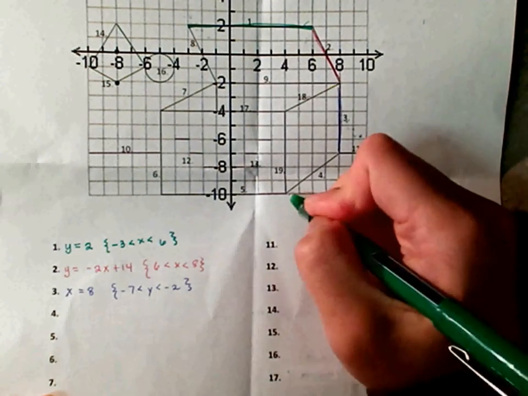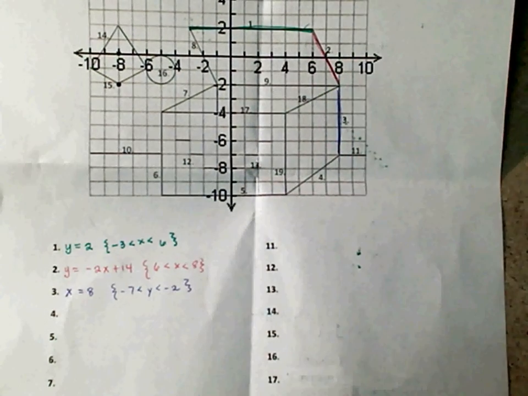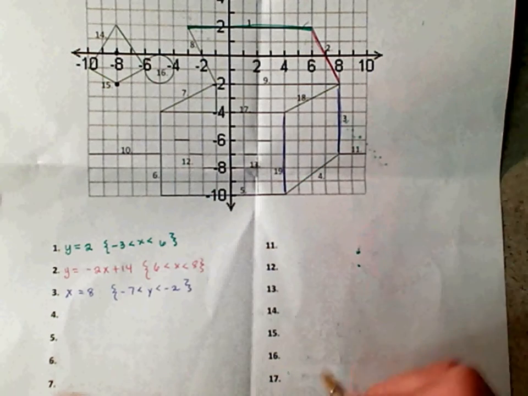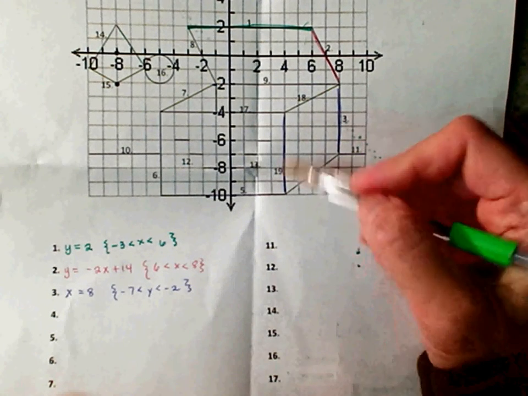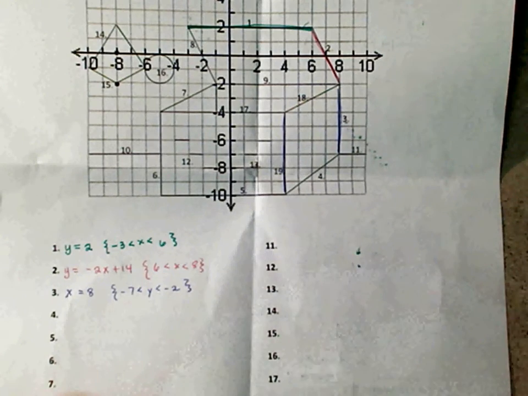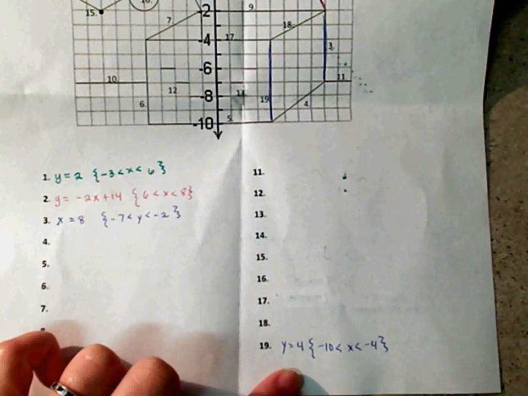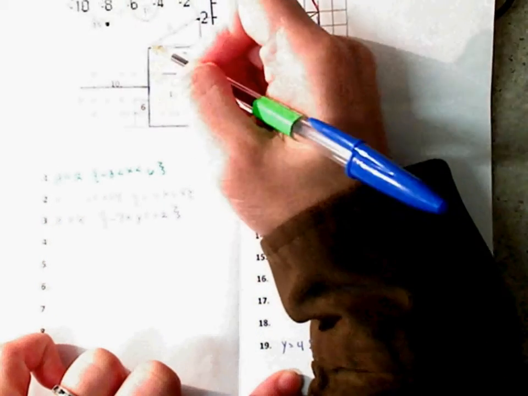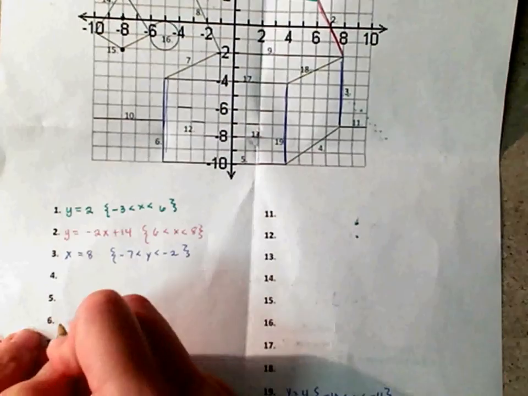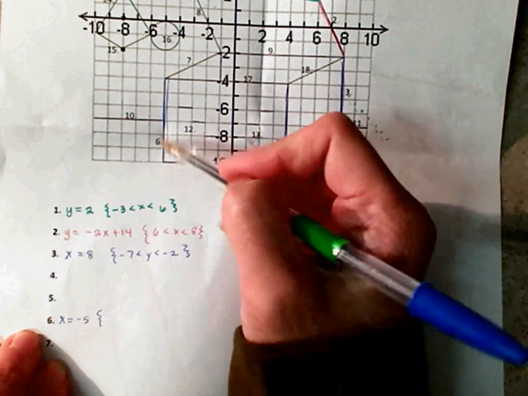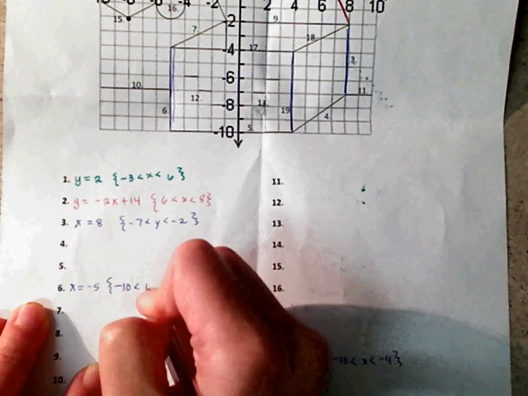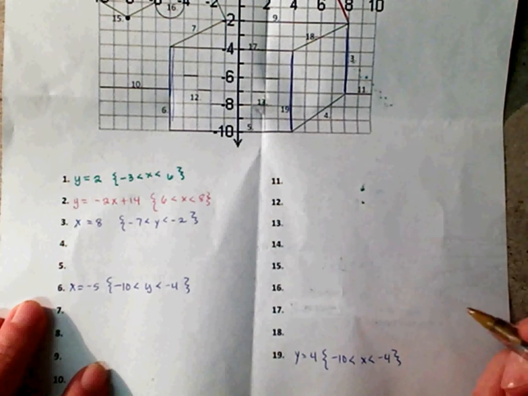Number 4. Okay, let's go to another one that has a vertical line first, and we can go in order. Here's another vertical line. That's number 19. So y is crossing at 4. And your constraint is from negative 10 to negative 4. You don't have to go in order. So there's number 19. Number 6, same thing. You're crossing the x-axis at negative 5. So for number 6, x at negative 5. And your constraint is from negative 10 to negative 4. Kind of keeps you from messing up.